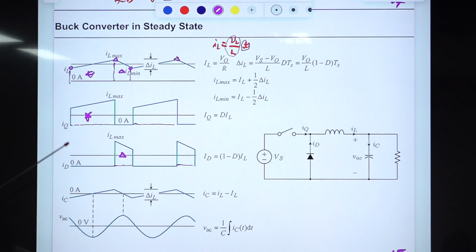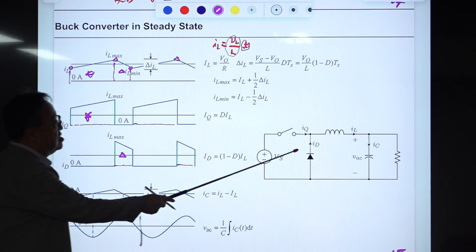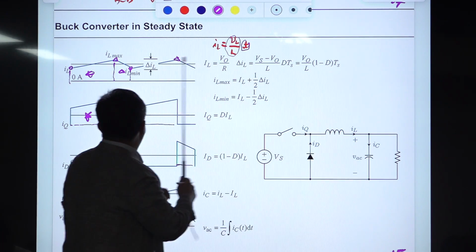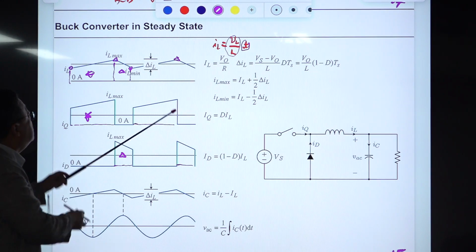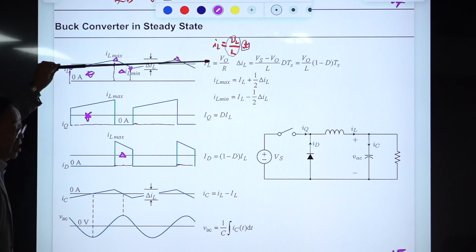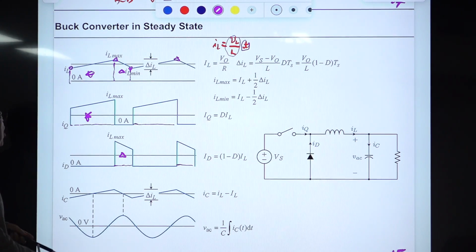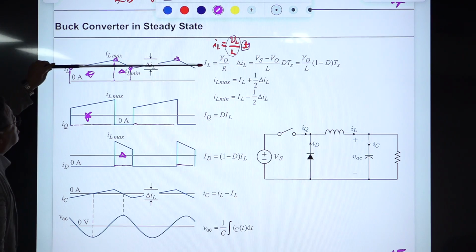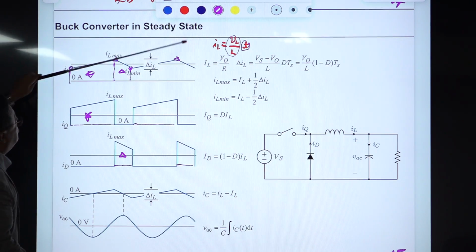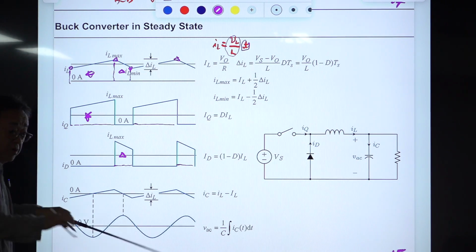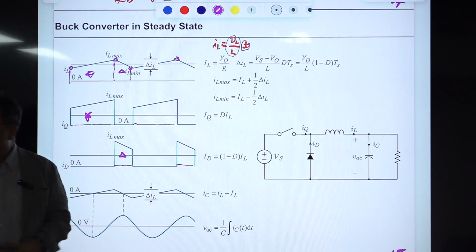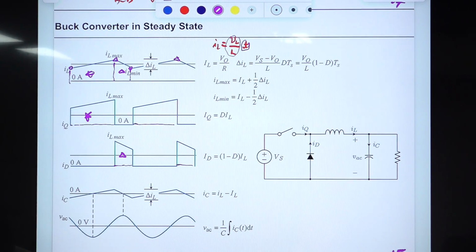And IC is this capacitor current. So IL is this one, IL is this one. So it has this DC component, and it also has an AC component. The easiest way of finding the AC component is the triangular waveform. You just know this triangular waveform by this amount. Okay, push down the entire waveform by this average value. Then what you have is this one.